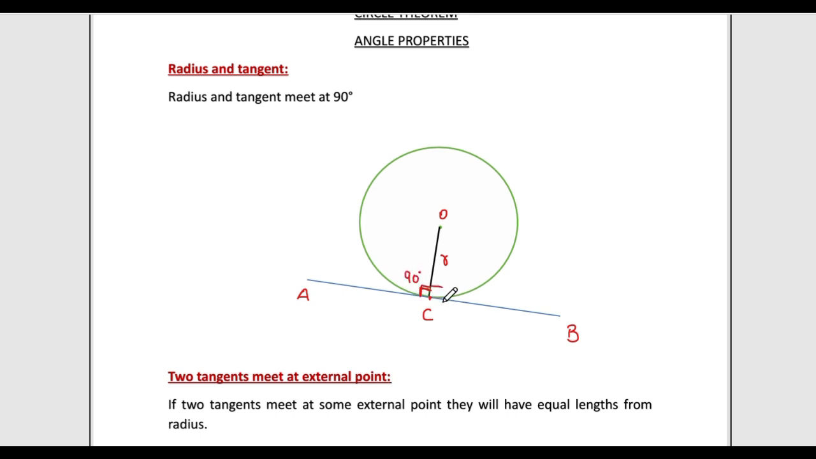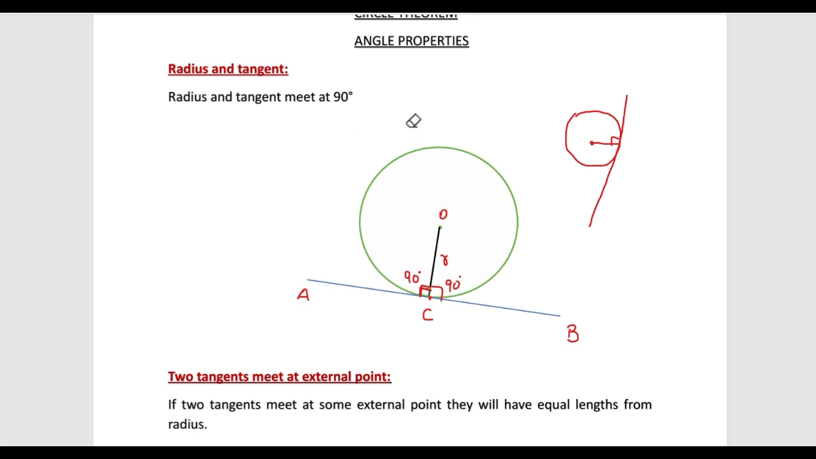And this 90° is on both sides of the radius, obviously, because angles on a straight line add up to 180. And I'm just showing you that wherever the tangent crosses, you can extend your radius towards that tangent.